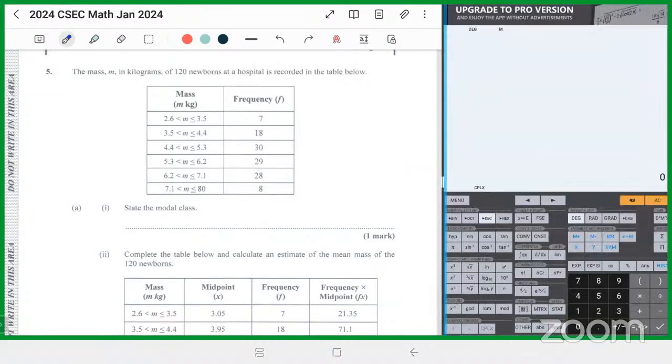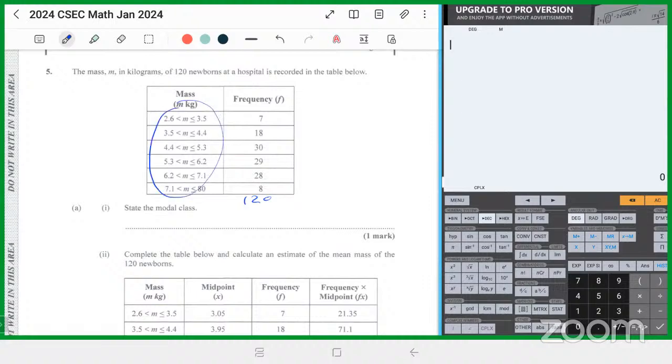On again, guys. We're now at number 5 of this January 2024 CSEC Math paper 2 exam solution. Number 5 is a statistics question. It says the mass M in kilograms of 120 newborns, so this must add up to 120. I make a note right now: 120, in the hospital is recorded in the table below.